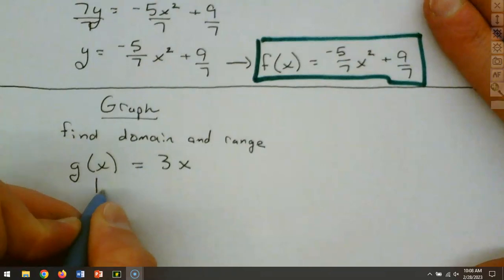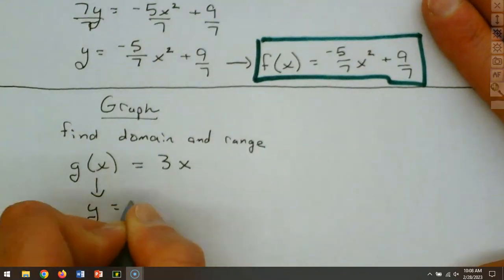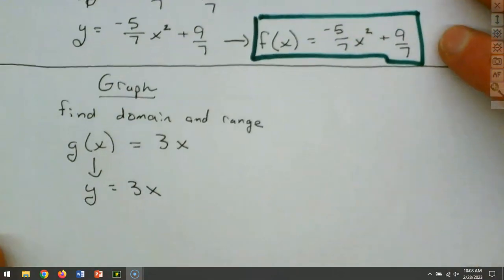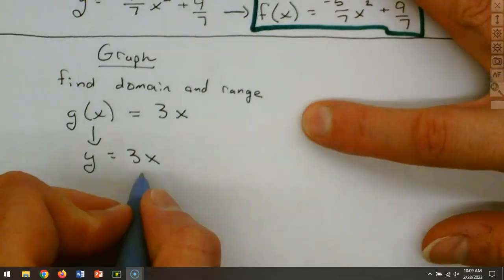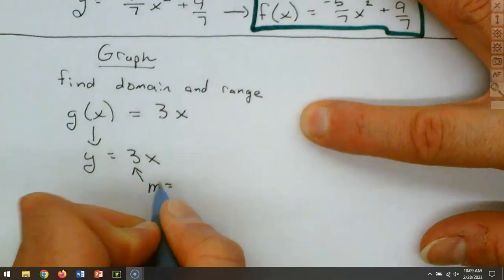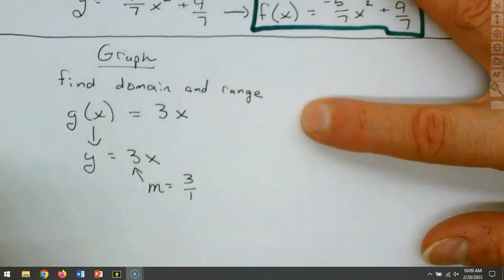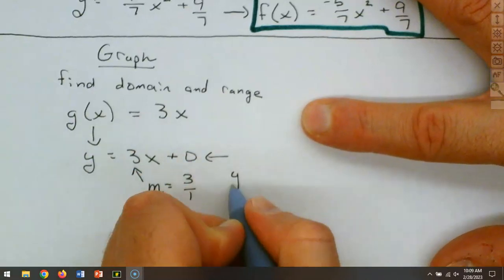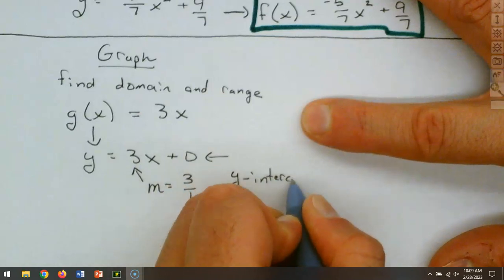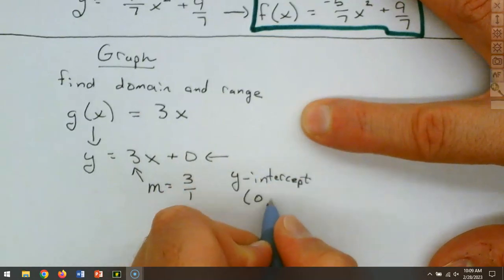This g of x is the same as y. So g of x, f of x, any function is the same as y. And it can be used in place of y when we go to graph these. Now, how would we graph this? Well, this one has been solved for y, and the 3 represents your slope. So that's a 3 over 1. There's no number on the end, so we add in that 0, 0. So what's our y-intercept? Our y-intercept is 0, 0.